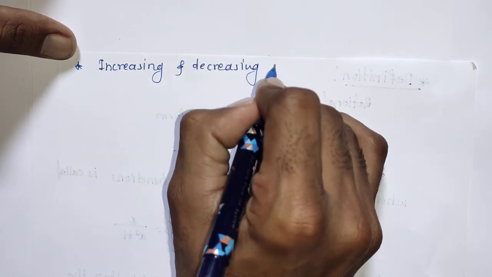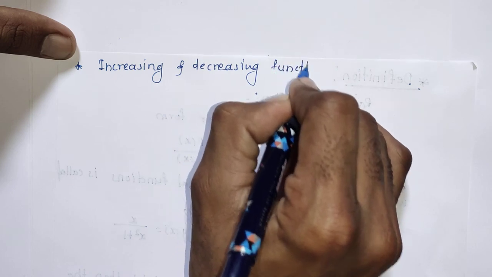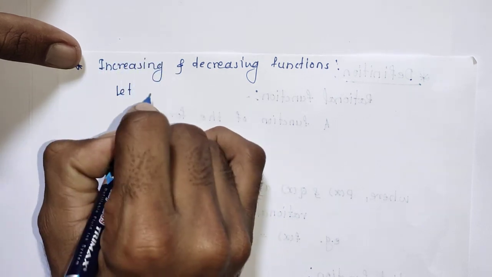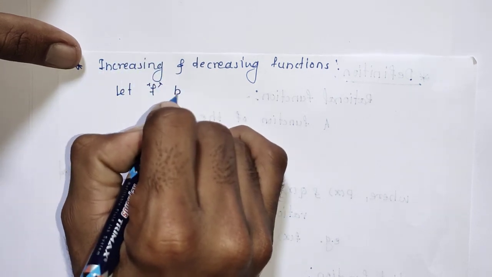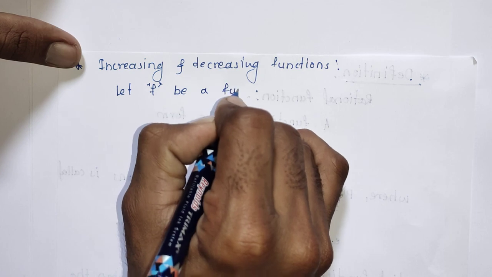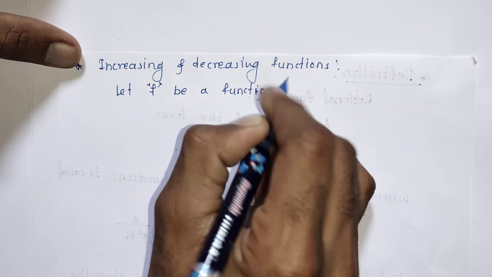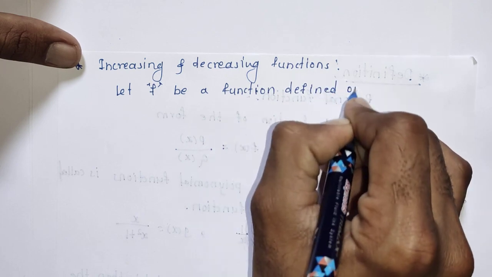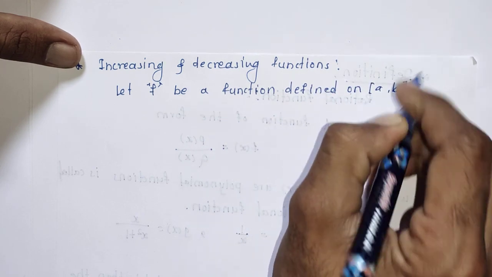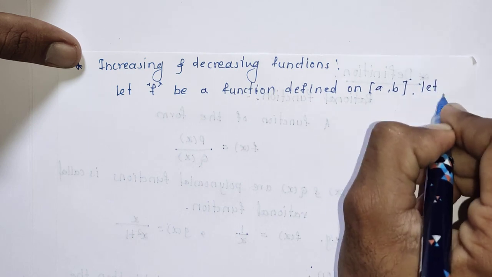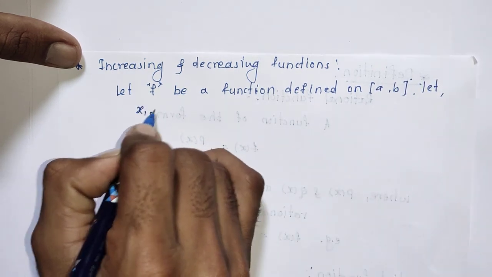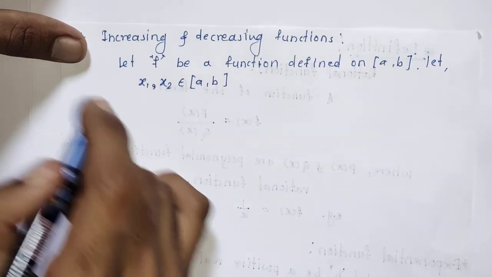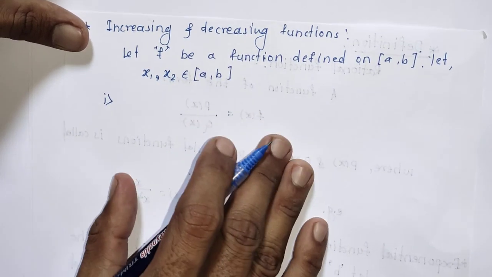Increasing and decreasing functions. Let f be a function defined on the closed interval [a, b], and let x1 and x2 be elements of that closed interval. Then that function f is said to be increasing.